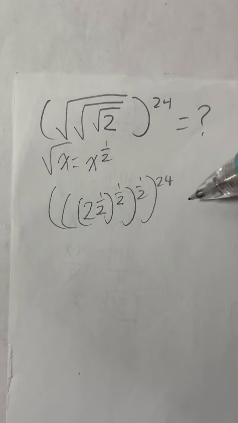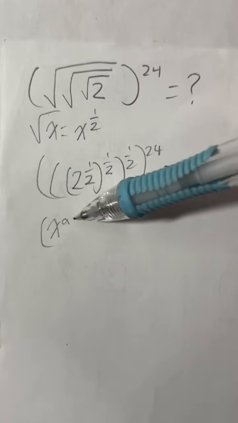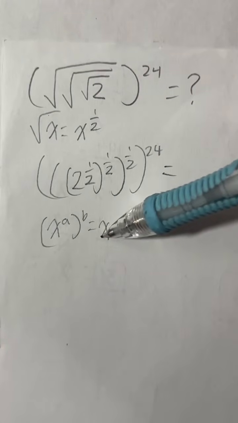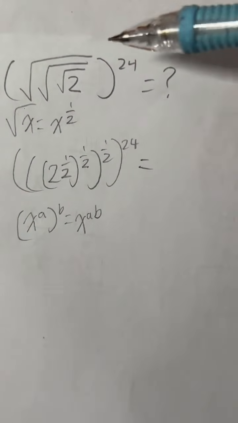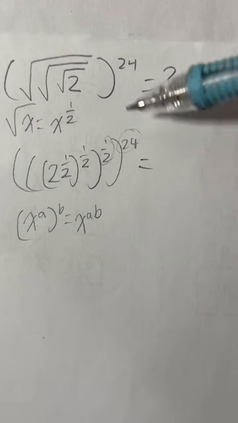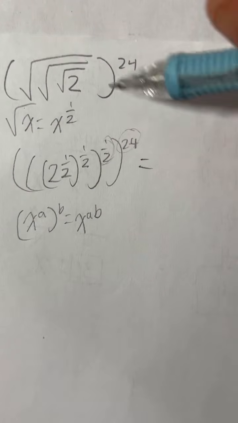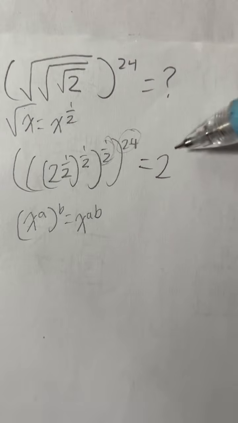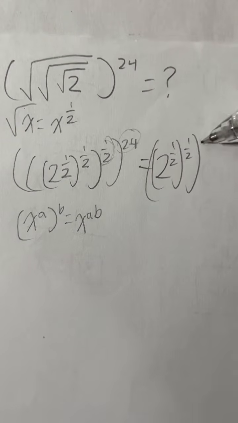So then how could we deal with this? Well, if we have x raised to the a power, then raised to the b power, it's going to be equal to x raised to the a times b power. So we just multiply the two powers together. First we have all of this, raised to the 1/2 power, raised to the 24th power. So we can do 1/2 times 24, and that's equal to 24 over 2, which is 12. So then we will have 2 to the 1/2, raised to the 1/2, raised to the 12.